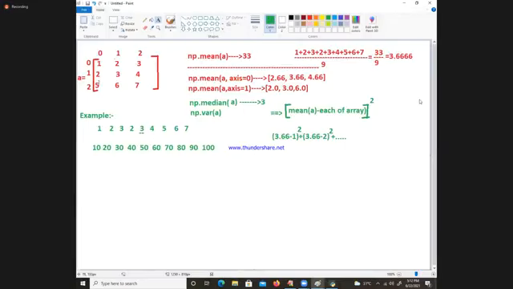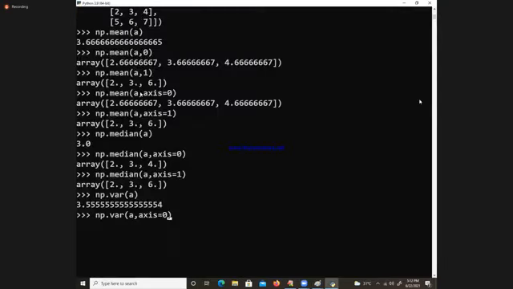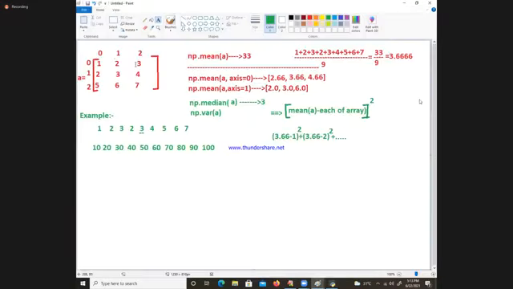Now you tell me, what is the mean of 1, 2, 5? 1 plus 2 plus 5 is 8, by 3. We got some number, 2.6. Again we got a fraction. Then 2 plus 3 plus 6, 6 plus 6 by 3, again 4.66 we got. Again we can find the variance here. That variance is 2.88. Next you apply this part, you see.